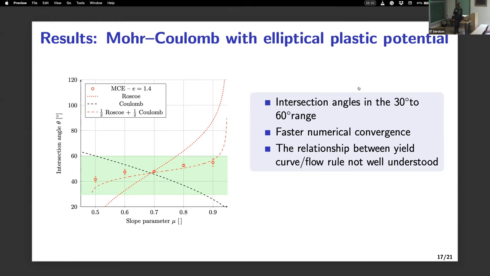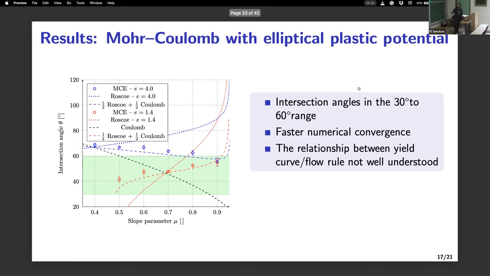That's a non-empirical relationship from observation of granular materials. And we repeated this with the Mohr-Coulomb yield curve with an elliptical plastic potential with an ellipse aspect ratio of 1.4. If we repeat this with another ellipse aspect ratio, we actually have a similar behavior.